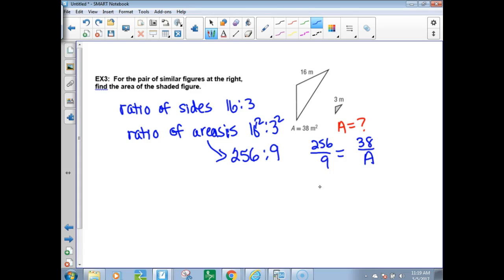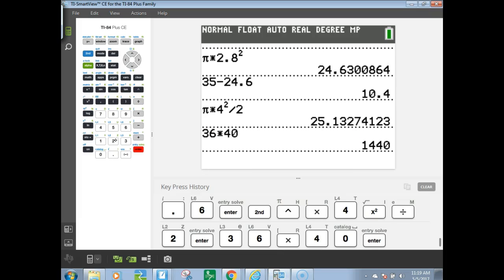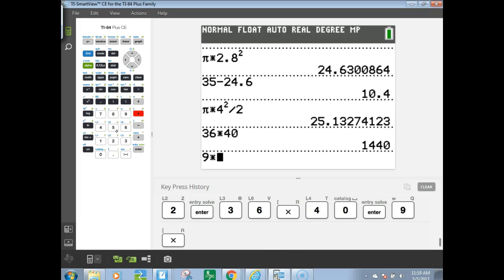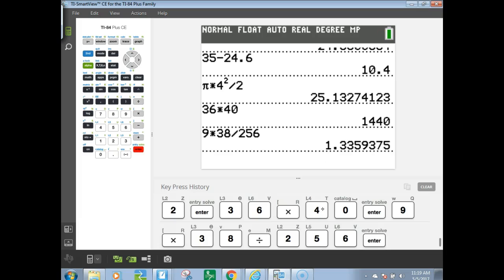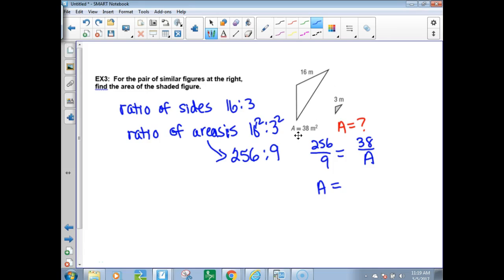All right, let's go ahead and just cross multiply and divide. We get an area of 9 times 38 divided by 256. This is going to be little. Oh my gosh, 1.3. That's it. I don't want to write that whole number, so we'll round to the tenth. It didn't say what to do, but I'm doing that. 1.3 square inches. Oh, that was square meters. Okay.